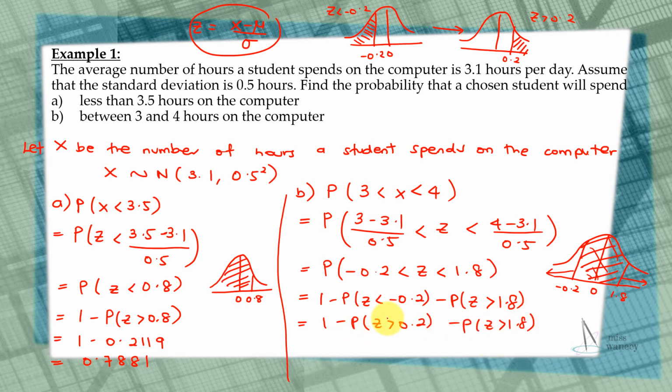So since both of them are already greater than, I can use the table and read the table straight away. So Z greater than 0.2 is 0.4207 minus Z greater than 1.8, so 0.0359, and the answer for this one is 0.5434. Okay, so let us go to the second example.